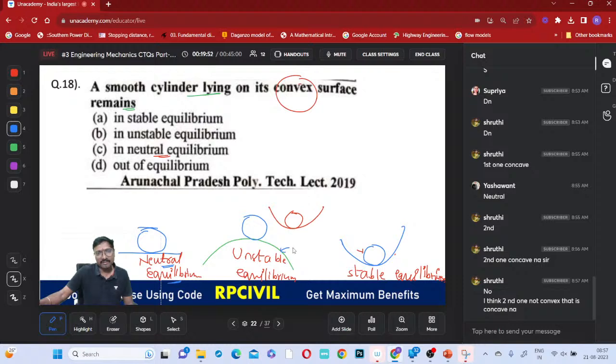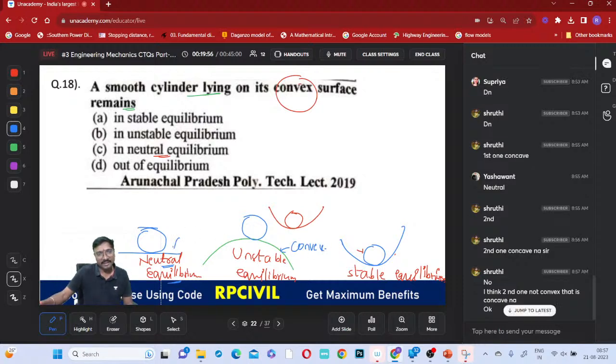This is a convex surface, right? This is a convex surface. This is your flat surface. This is your which surface? Concave, okay? Cave, like a depression if you are having, that is concave. So like rising you are having, that is convex, right?